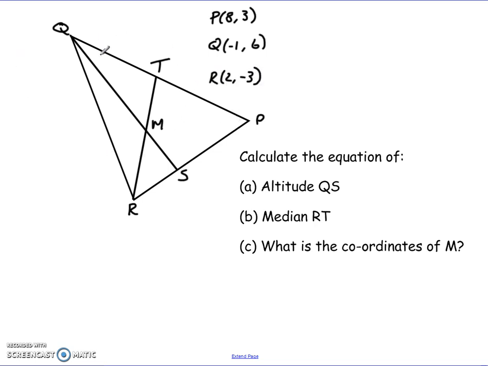Now this is a typical scenario we get in a question, and these are typical parts we'd be asked to calculate. First, calculate the equation of the altitude QS within the triangle. Second, calculate the equation of the median, R to T, and then what are the coordinates of M? M, if you look at the scenario, is the point of intersection of those two lines. So it's going to bring together these three key things that we've been looking at for the last couple of videos. Let's break it down step by step.